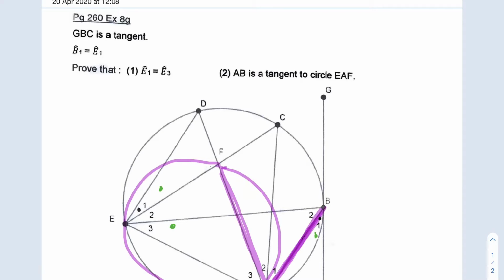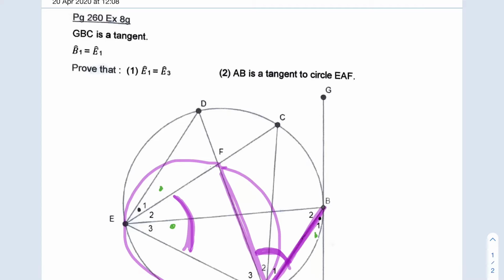Essentially, if that BA was a tangent, then this angle here would have to be equal to that angle there. Not so? Because if that's true, then BA, in fact, is a tangent. So that's our aim, to prove that BAF, this angle here, is in fact equal to that angle there. So now let's have a look. At the moment we've got the little green angles. That's all we've proved so far.